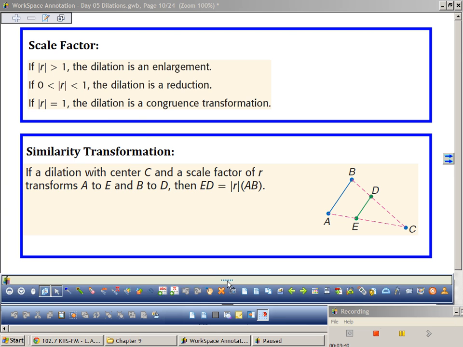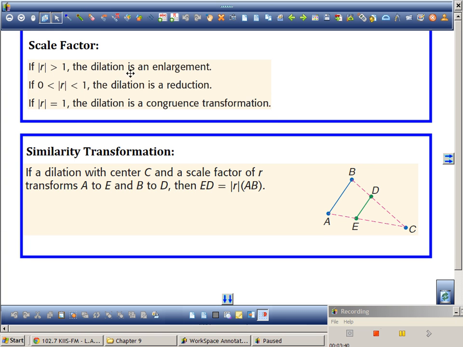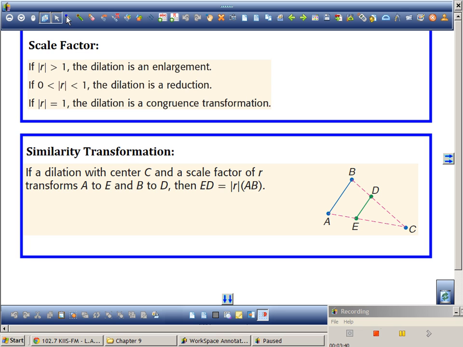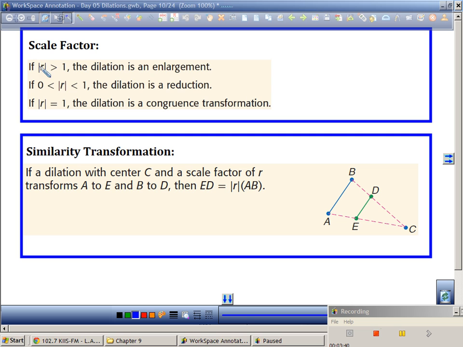So these are the only 2 definition type of explanations that I wanted to give to you because I figured if you went and looked in your book and tried to reference your book, I wanted you to at least be able to see this. Okay? This one's a little bit harder to understand. This one's pretty easy. Scale factor. So if the absolute value of R is greater than 1, the dilation is enlarged. Which makes sense. You multiply anything by anything bigger than 1, and it's going to be larger. Correct?